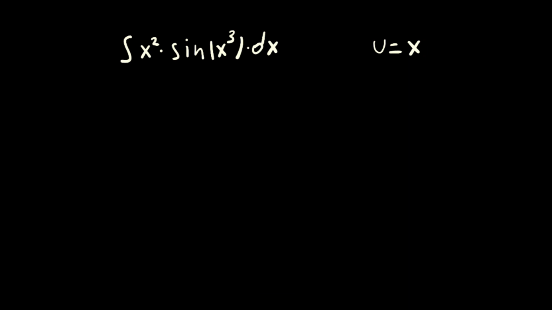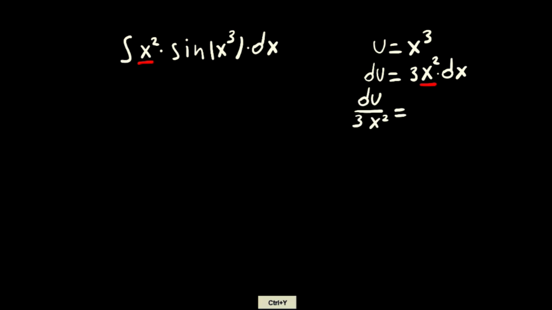I'm going to make u equal to x cubed. The reason being is the derivative of x cubed is 3x squared, and the 3x squared in this expression can cancel with the x squared in that expression, which is what we want. Now, in the next step, solve for dx. du divided by 3x squared is equal to dx. So, what we're going to do is replace x cubed with u, and dx with du divided by 3x squared.